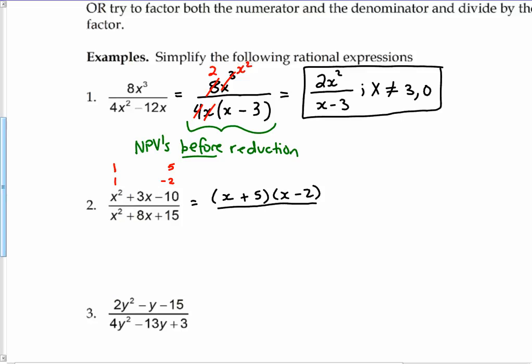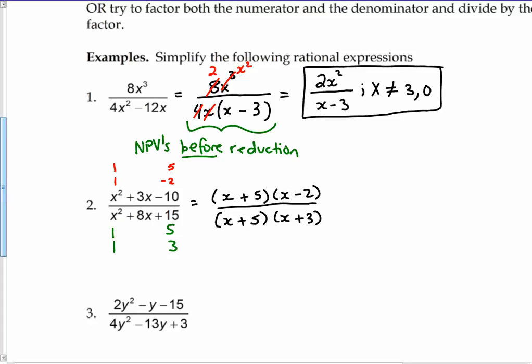Okay, denominator, 1 and 1. What two numbers? 5 and 3. So we have x plus 5 and x plus 3. This is the fun part. This is the part that feels so good. What cancels? The binomial with the binomial.